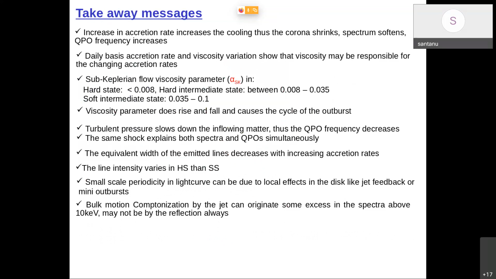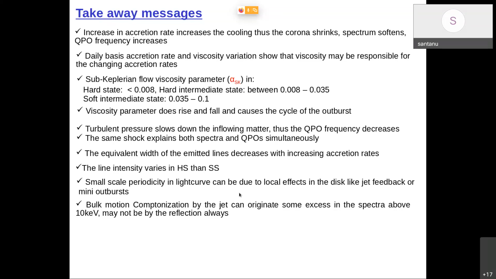So these are the takeaway messages. What we observe is that an increase in accretion rate increases the cooling, thus the corona shrinks, the spectrum softens, and the QPO frequency increases. Daily accretion rate and viscosity variations show that viscosity may be responsible for the changing accretion rates, and these are the ranges of viscosity parameters that can trigger different spectral states. The viscosity parameter rises and falls and causes the cycle of the outburst. Turbulent pressure slows down the inflowing matter, thus the QPO frequency decreases. As the matter slows down, the time increases, so the QPO frequency decreases.